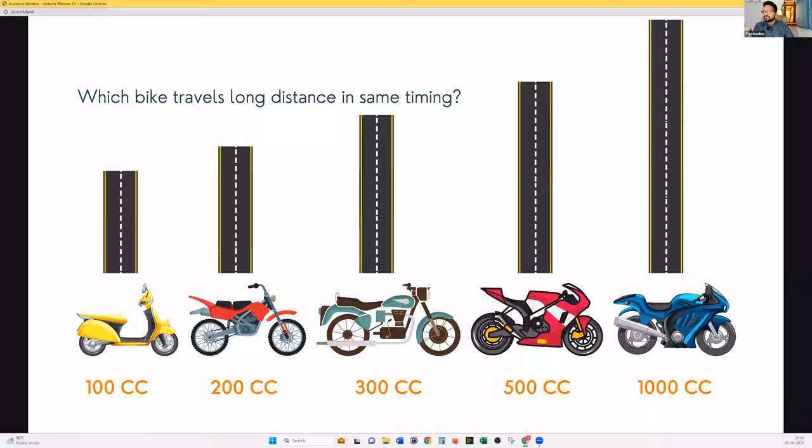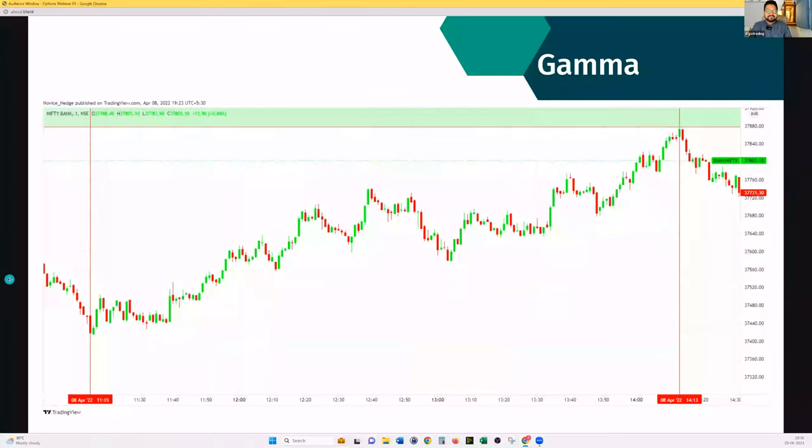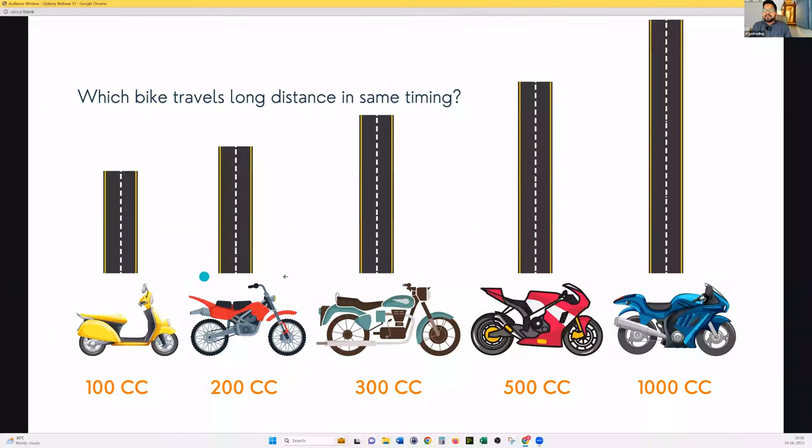Okay, it's going to be the 1000cc bike once again. Gamma is very, very fast, like a 1000cc bike, near to expiry. As the days to expiry are high, it will be quite slow. So it just keeps on decreasing as it moves along in the days to expiry.